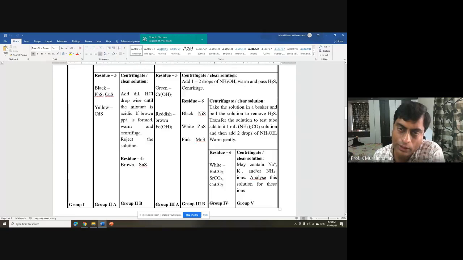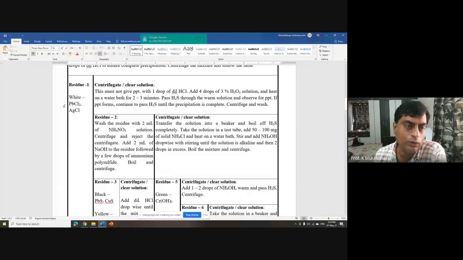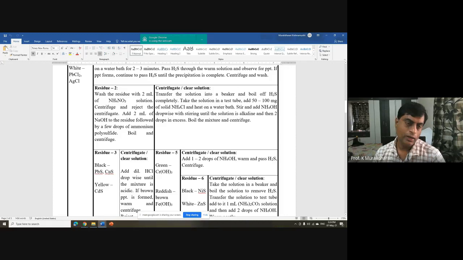So you got one precipitate and you have a clear solution. You take the clear solution, add a few drops of HCl, add 4 drops of hydrogen peroxide solution, and heat it on a water bath for 2-3 minutes. Only then do you pass hydrogen sulfide gas, right? Once you pass the hydrogen sulfide gas, you will see precipitate formation if you have any of these salts: lead, copper, and cadmium.